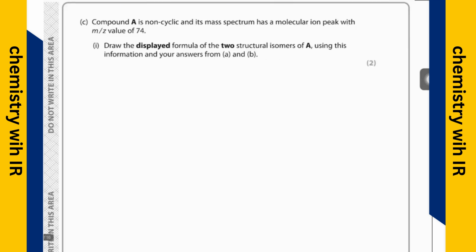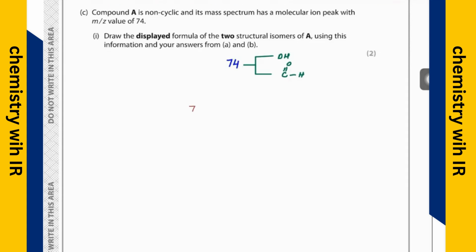So draw the displayed formula for the two structural isomers. Structural isomerism has three types: chain isomer, functional group isomer, and positional isomer. They have also told you the overall molecular mass of the substance, that is 74. So it is understood that it's going to contain two functional groups: number one, OH; number two, C double bond O, H. Am I right?